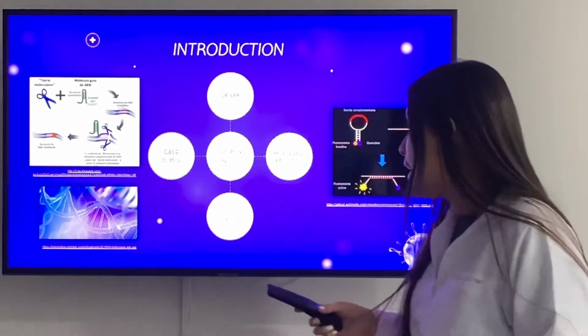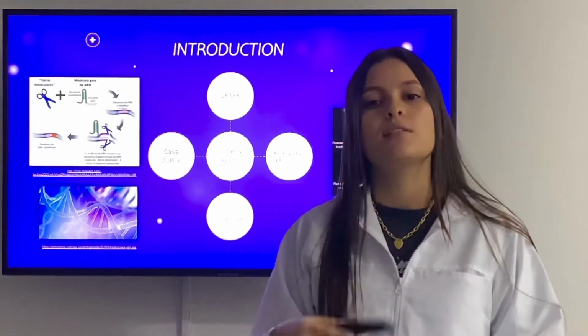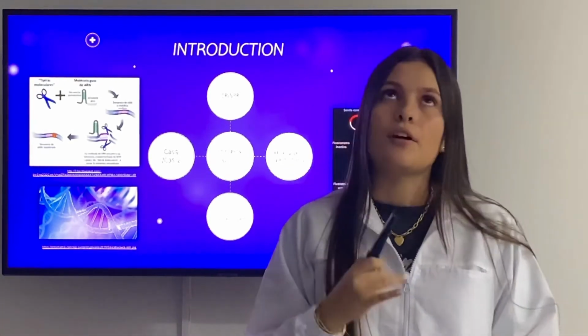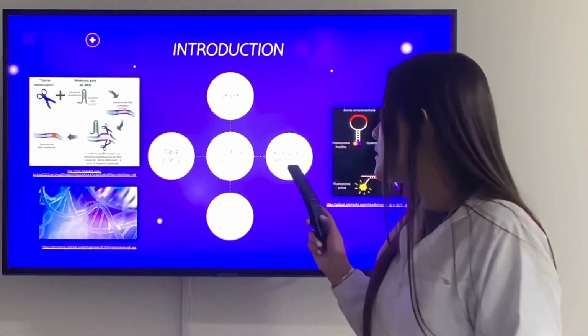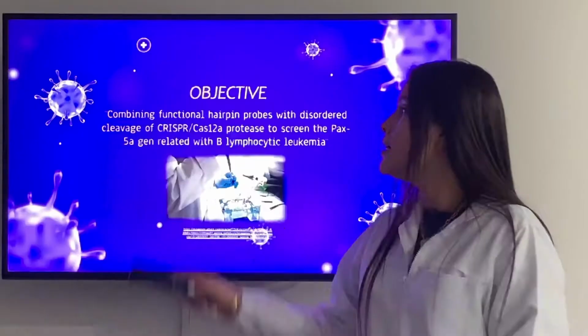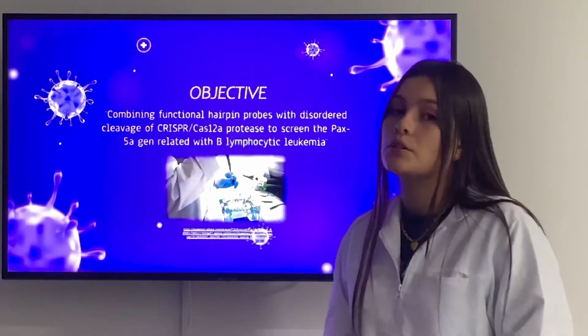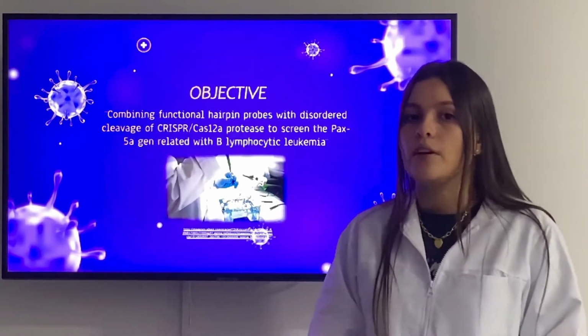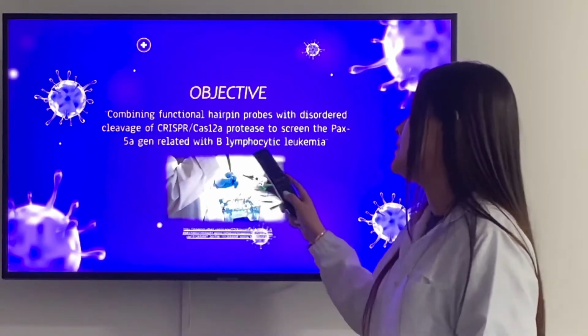A functionalized hairpin probe is used to reduce false positives, and it is used to detect target genes with a fluorophore. The method used in this project was fluorescence spectroscopy. The objective of this project is combining a functional hairpin probe with disordered cleavage of CRISPR Cas12a protease to screen the PAX5A gene related with B lymphocytic leukemia.